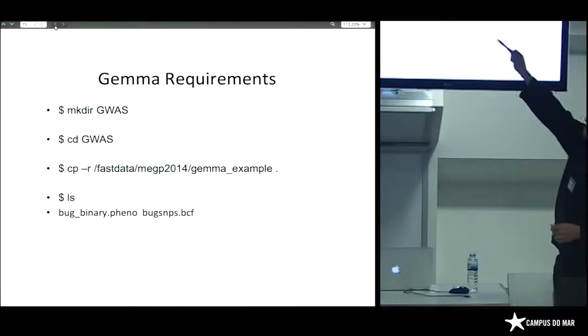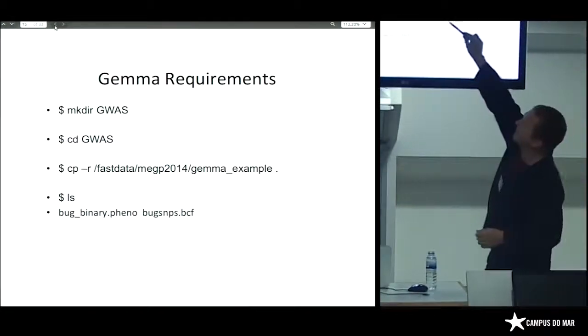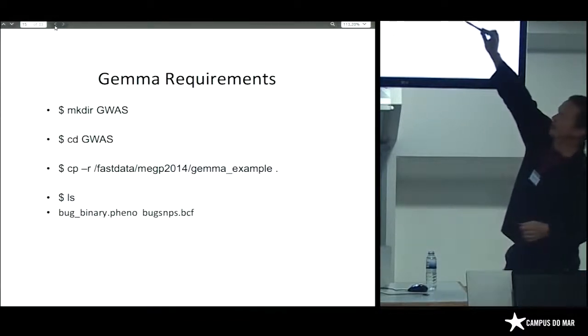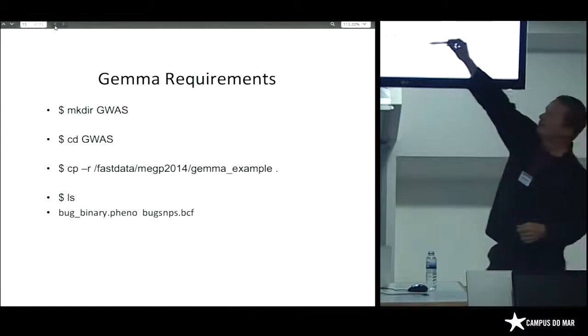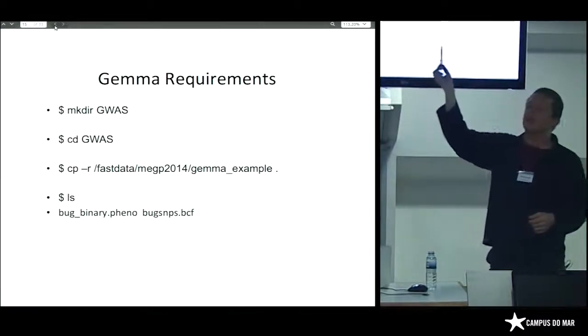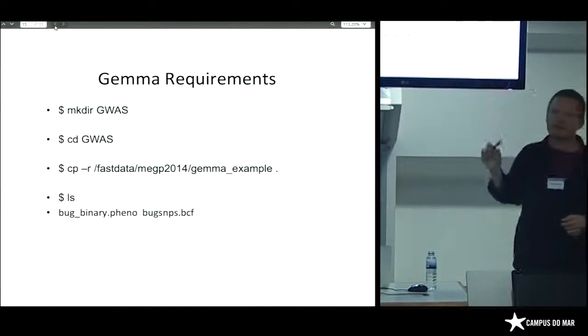So, we don't actually need to make a GWAS directory. We've basically just gone straight to this bit, okay? Straight from our fast data thing. So that's the line of code that you should have run. And if you list what's in that directory, you should have these 2 files and a copy of the PDF, but the PDF you don't actually need.